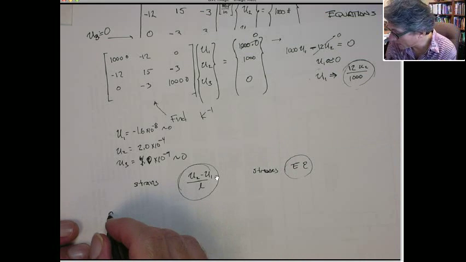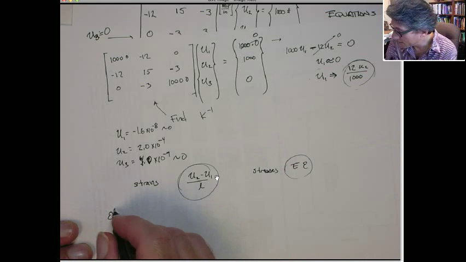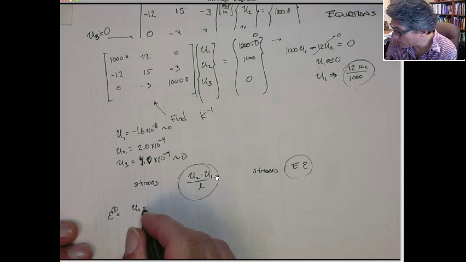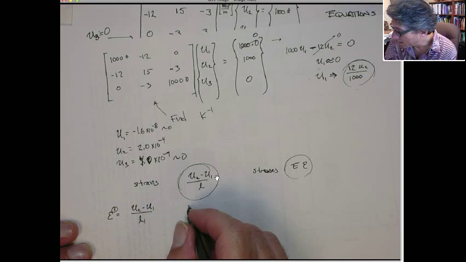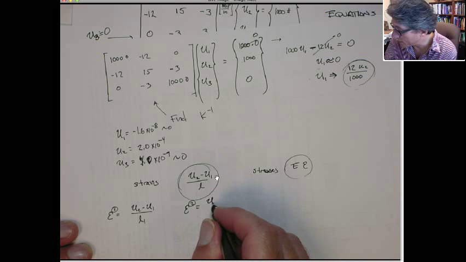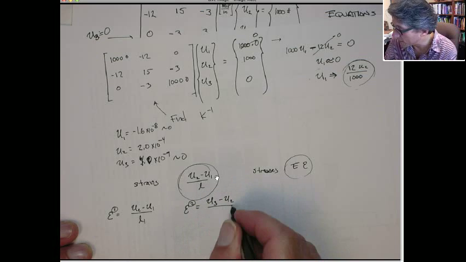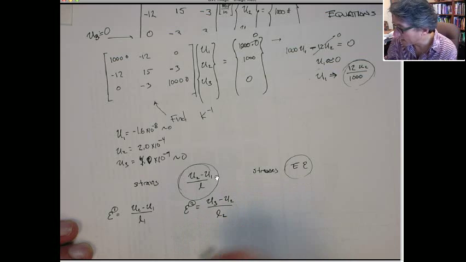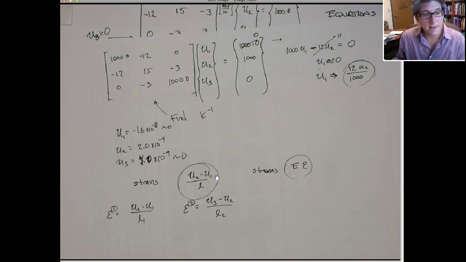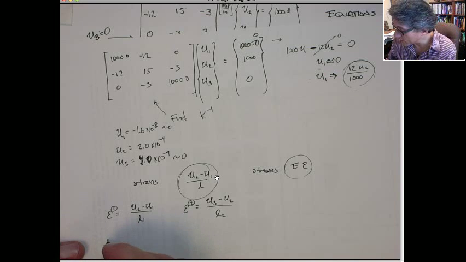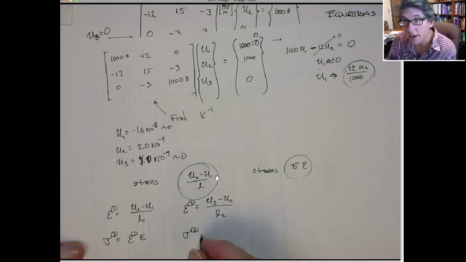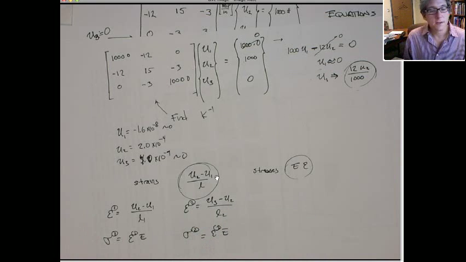So actually, the strain in the first element is going to be U2 minus U1 over the length of that first element. And the strain in the second element is going to be U3 minus U2, because that's the stretch of that element over the length of the second element. And I can compute those, and then I can get the stress in the first element, which is the strain in the first element times Young's modulus. And likewise, the stress in the second element is the strain in the second element times Young's modulus.